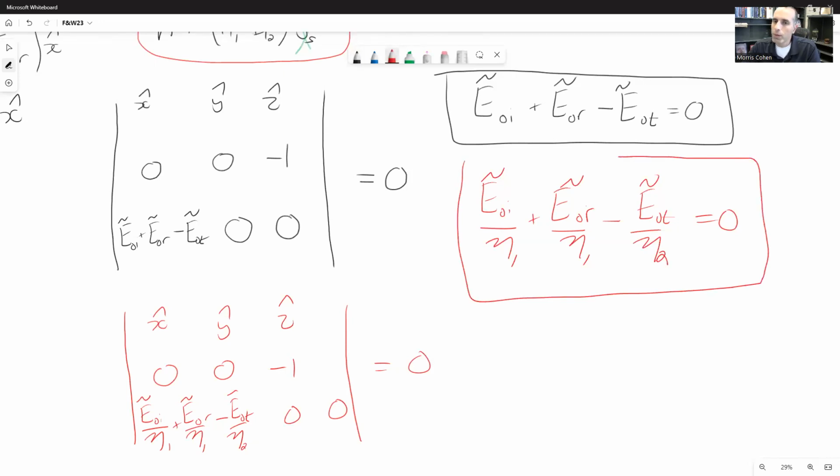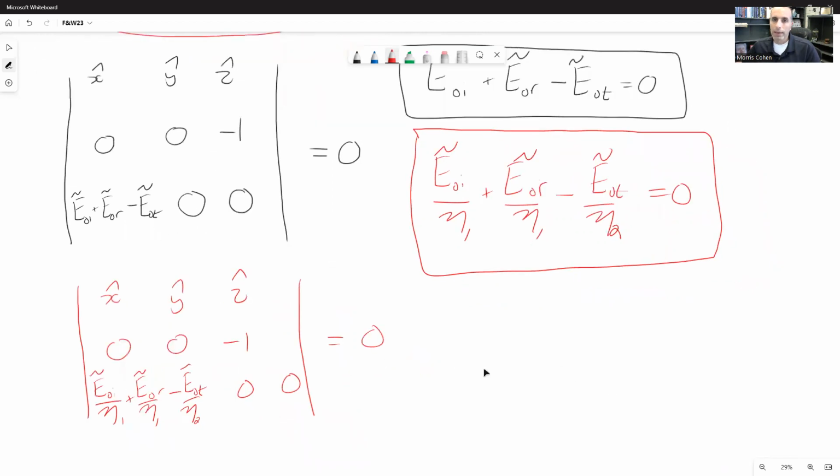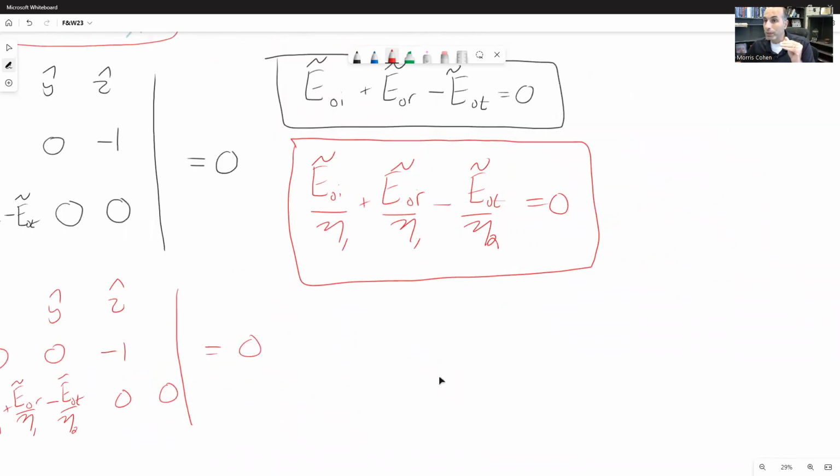Now we've got 3 unknowns and we've got 2 equations. What that means is that if I can specify one of these 3, I can get the other 2. I've got enough information to do that with this system of equations. These 2 equations are independent because eta 1 and eta 2 are different, so this is 2 different bits of information. And so you can put this together, and let's say we know what the incident electric field is. From that, we can figure out what the reflected and transmitted wave is.